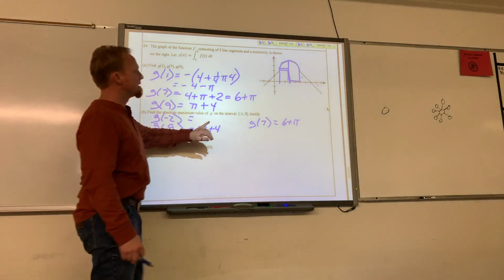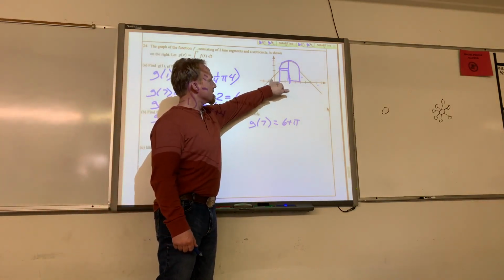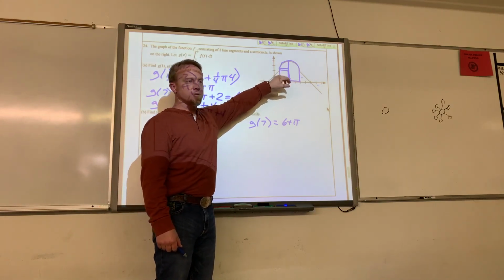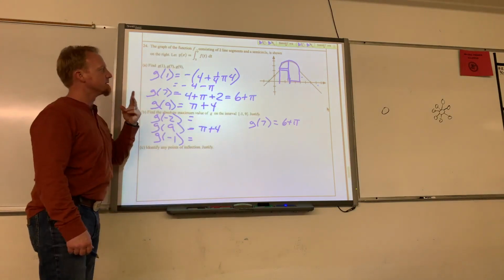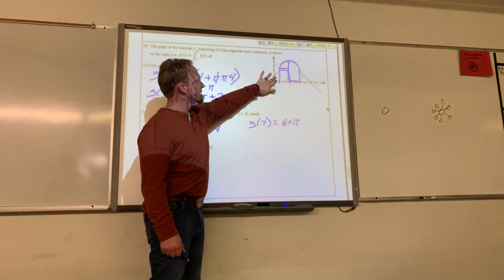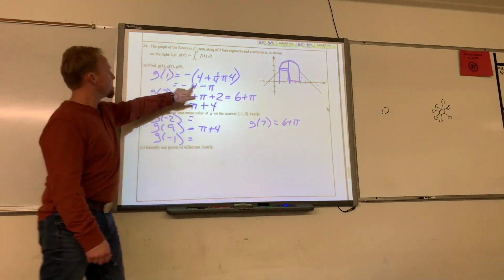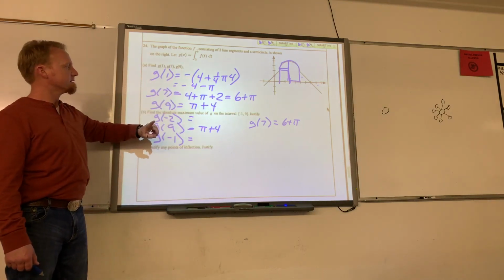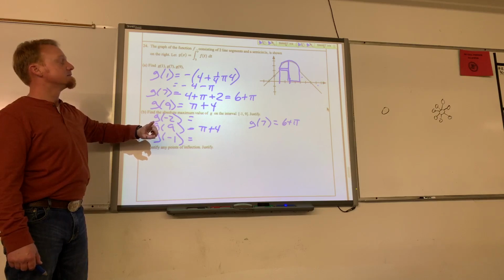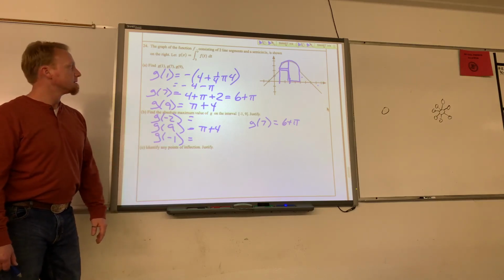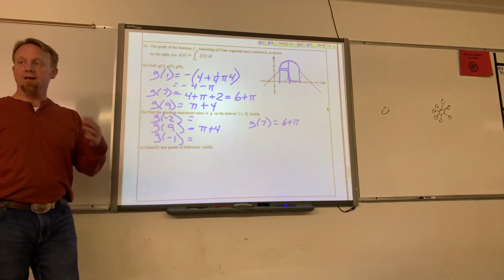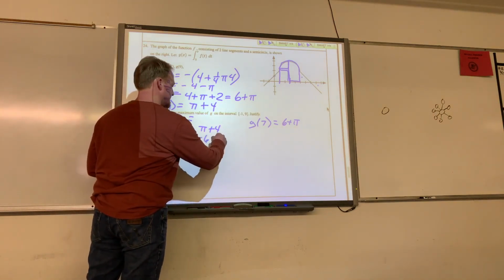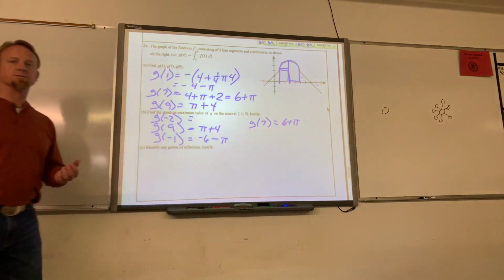G of negative 1. So all I need to know is what this triangle is right here. That's a 2 by 2 triangle. So 2 times 2 is 4, divided by 2 is 2. And I already know this was 4. So I'm going to end up with 2 plus 4. Wait, it's going to be negative. So a negative 2 and a negative 4 is going to give me a negative 6. Everybody with me on that?